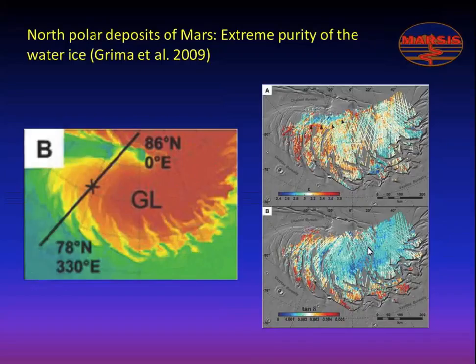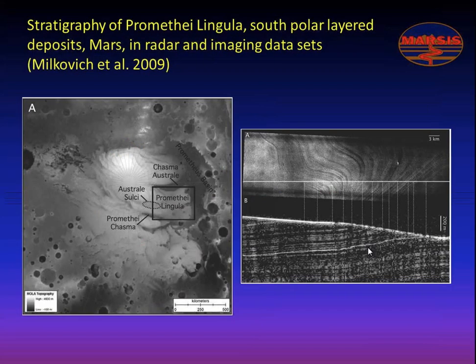This is still the Medusae Fossae Formation, which I dealt with briefly before. Again, this is the inference of the attenuation properties of the material, which has consequences on the content of dust, because that's what controls attenuation of the signal within the ice, the icy deposits. So this is how to map some sort of bulk average dust content over the thickness of the deposit.